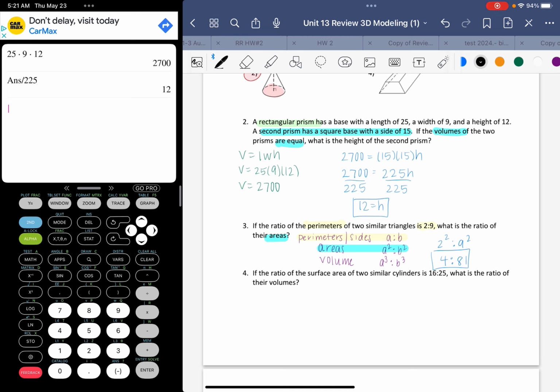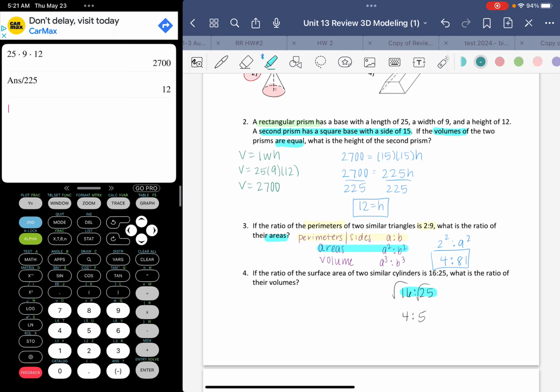The next one, if the ratio of the surface area of two similar cylinders is 16 to 25, I'm just going to write it bigger. So 16 to 25, that's an area ratio because it said surface area. So what we have to do is figure out the A and the B. We're going to need to take the square root of those numbers. And that gives us a 4 to 5 ratio for the sides.